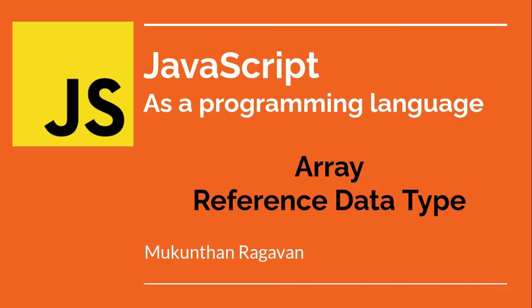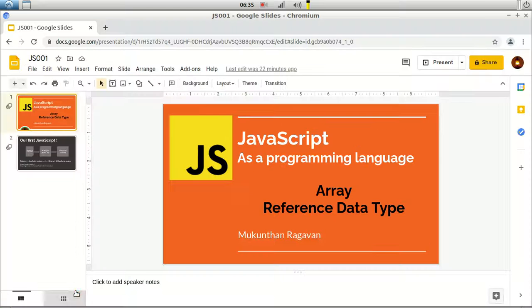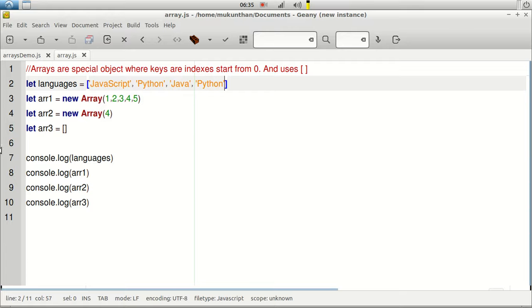In today's video we are going to see the array reference data type in JavaScript. Arrays are very similar to objects, but they have an index-based system, which means that you can create the array and access it by using the indexes. Indexes start from 0 and we use square brackets in the case of arrays.